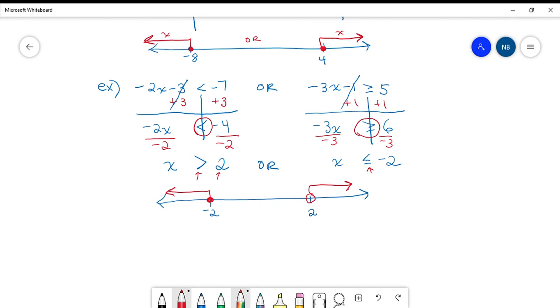Okay, so we've just learned to solve what are called compound inequalities, and that's because they just have a little bit more to them than a normal inequality.